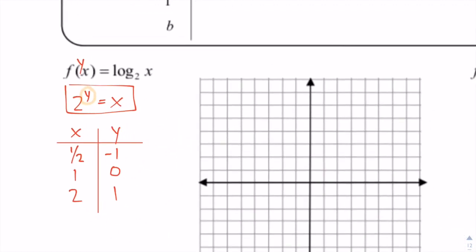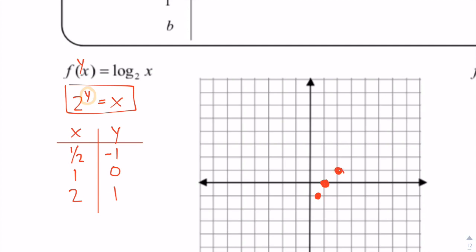Okay, so let's put these points together. X is 1/2, y is negative 1. Okay, so there's my first point. Now x is 1, y is 0, and then the next one, x is 2, y is 1. Okay, so we see this curve.